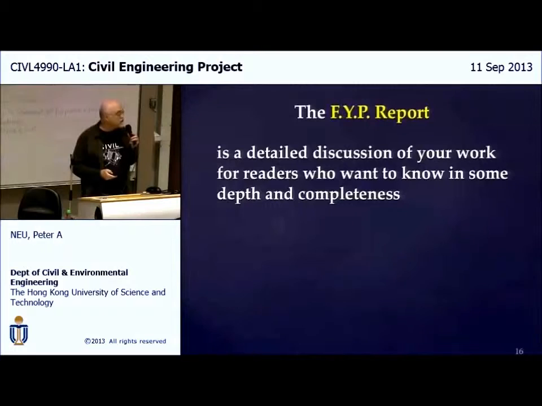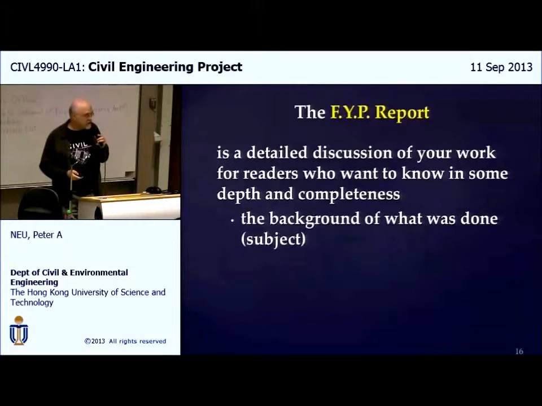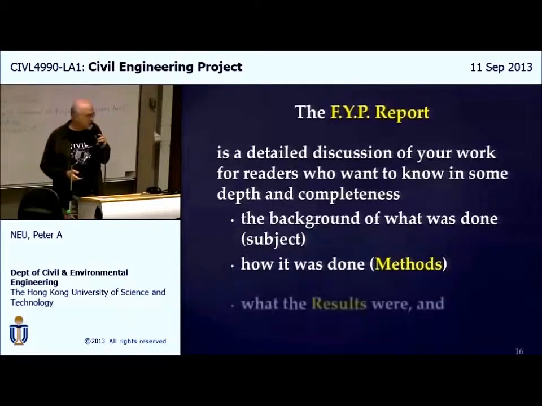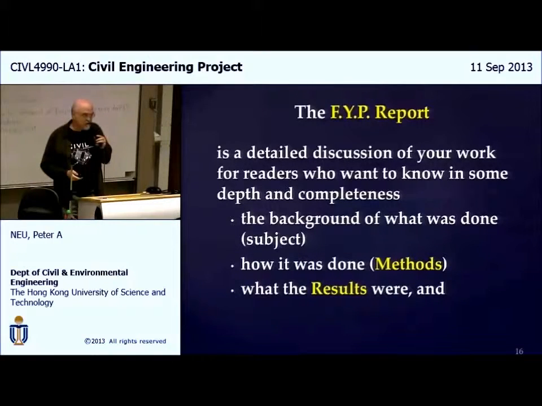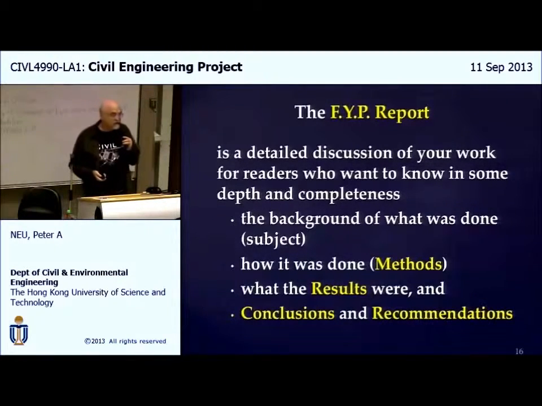The FYP report is a detailed discussion of your work for readers who want to know in some depth and completeness the background of what was done, the subject, how it was done. This is your method section, what the results were, the results section, and the conclusions and recommendations section. So these are 4 sections that are required in the template that the Civil Engineering Department gives you.